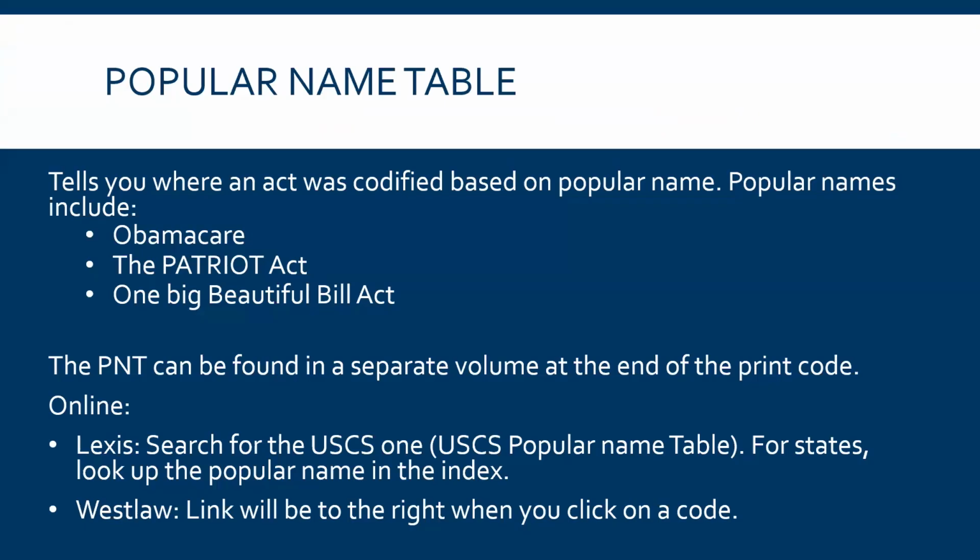And now we'll talk about the popular name table. The popular name table will tell you where an act was codified based on popular name. Popular names include Obamacare, the Patriot Act, and the One Big Beautiful Bill Act. The PNT can be found in separate volumes at the end of the print code. Online in Lexis, you would search for the USCS one by searching USCS popular name table. For states, you want to look up the popular name in the index. In Westlaw, there will be a link to the popular name table to the right whenever you click on the annotated codes.